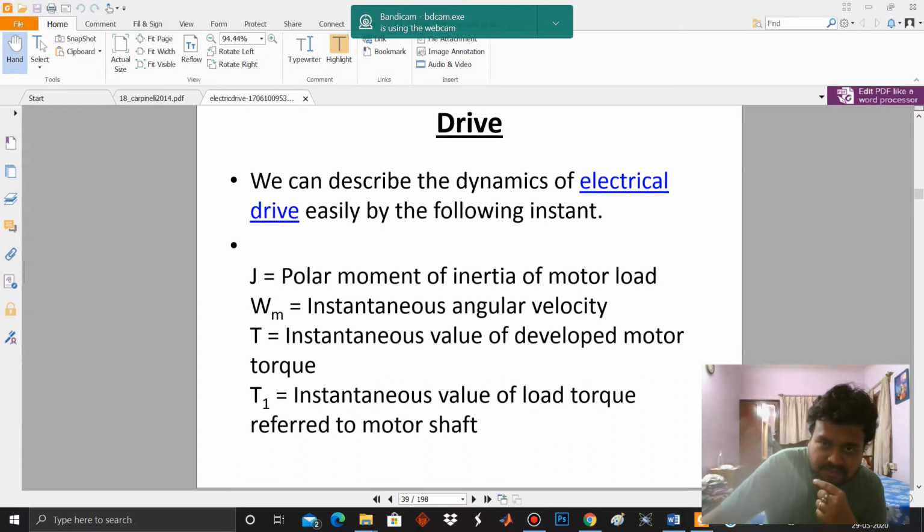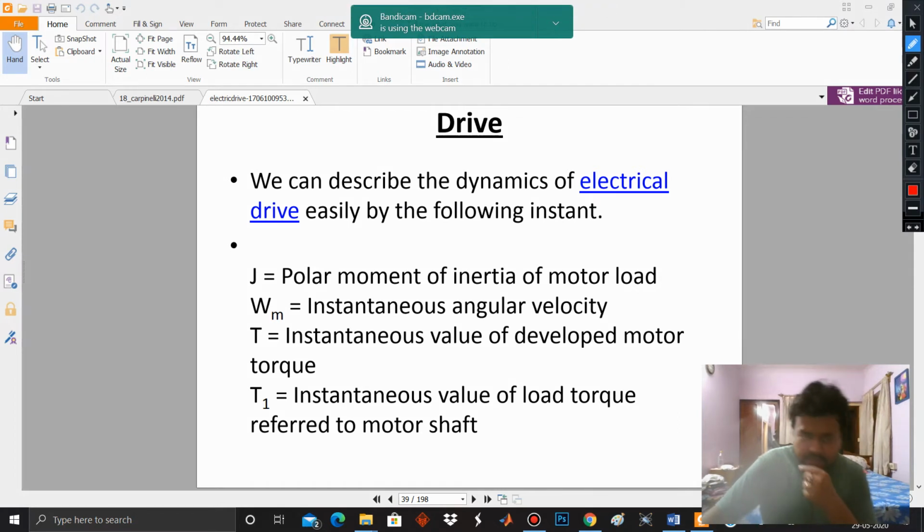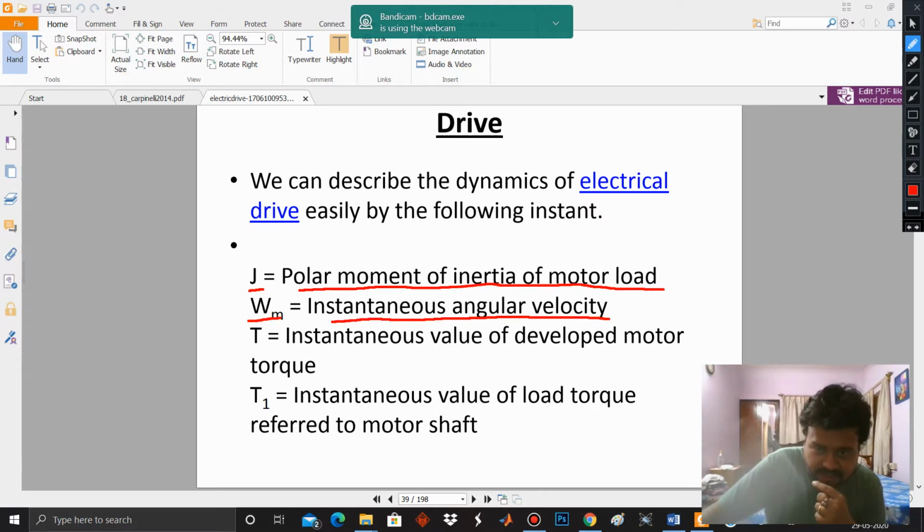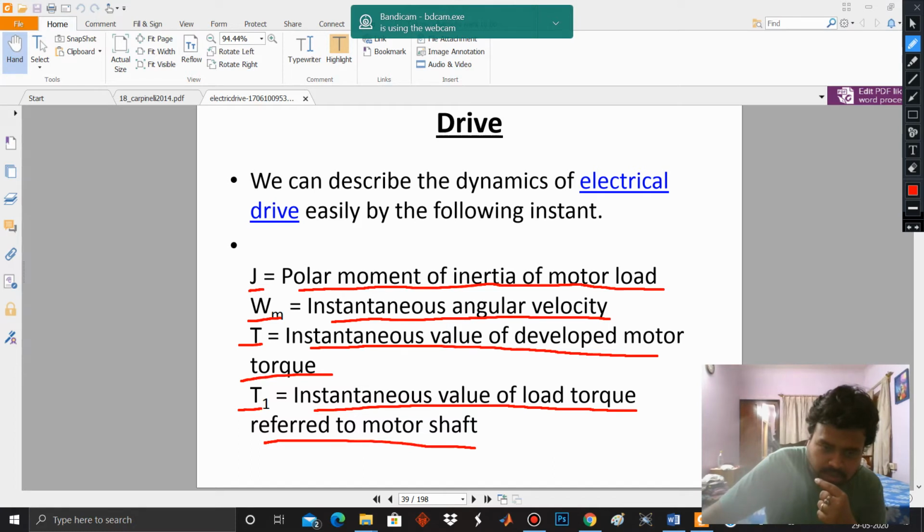Let us say these are the symbolic notations which are used. J over here is the polar moment of inertia of the motor load. Omega m is the instantaneous angular velocity. Tau is the instantaneous value of the developed motor torque. Tau L is the instantaneous value of load torque referred to the motor shaft. These are the notations used while deriving the equation.